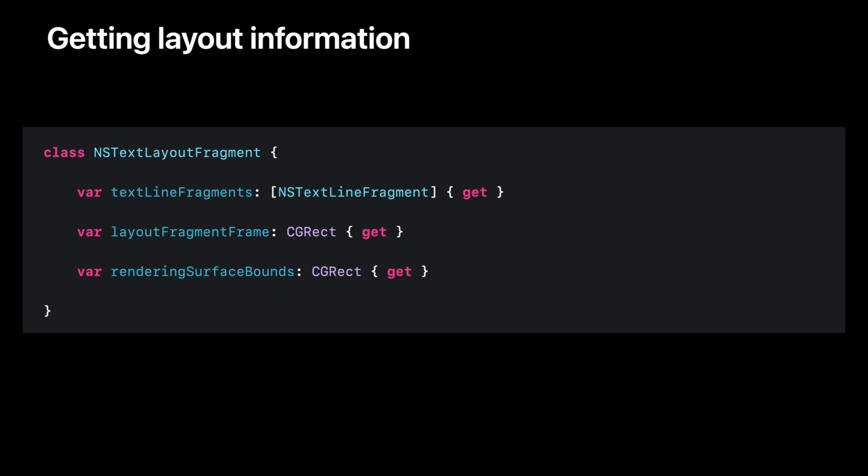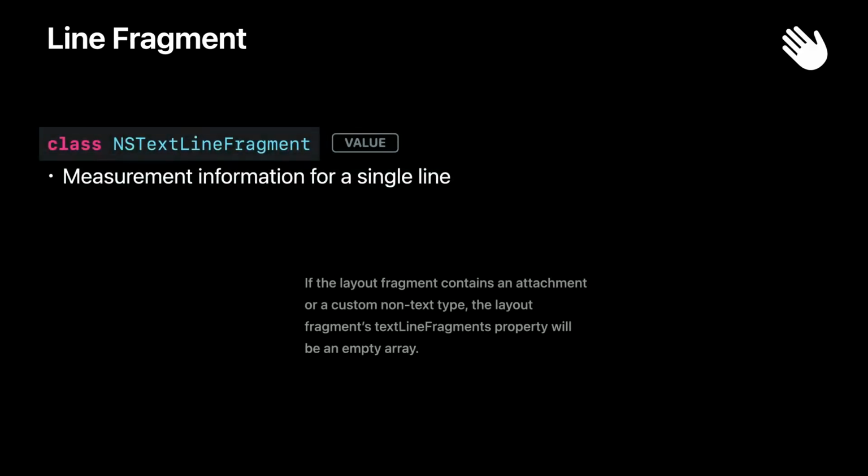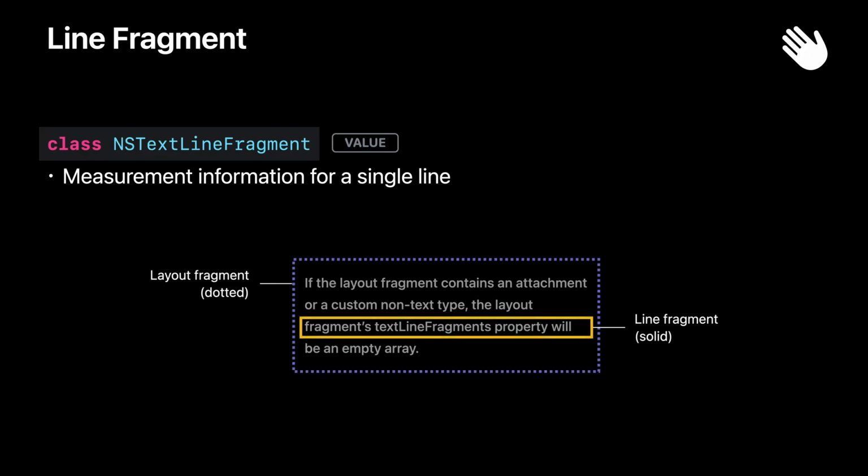Layout fragments communicate layout information through three properties: an array of text line fragments, the layout fragment frame, and the rendering surface bounds. If you want to customize or change the layout, it's essential to understand the information you get with each of these properties. So we'll go over that next. For the first property, we'll meet NSTextLineFragment. Line fragments contain measurement information for each line of text in the layout fragment. These are useful for obtaining geometric information for specific lines, or for counting the number of lines in a layout fragment.